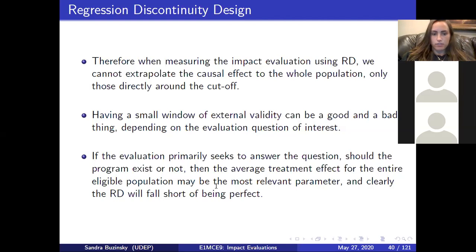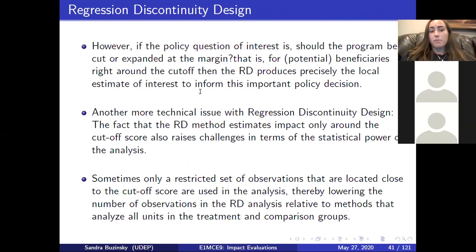So basically, if the policy question is, should the program be cut or expanded at the margin? So basically, right around the cutoff, should we maybe, for the test, for example, lower the cutoff so that more people can get treated? Or should we make the treatment group even smaller? So should we expand or contract the program?